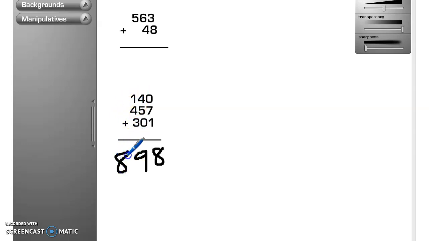You can use different strategies. You could do 1 plus 4, then plus 3. You could make 1 plus 3 and have 4 and then add doubles. Either way, the answer would be 898.